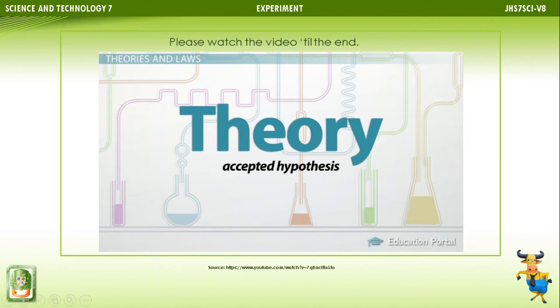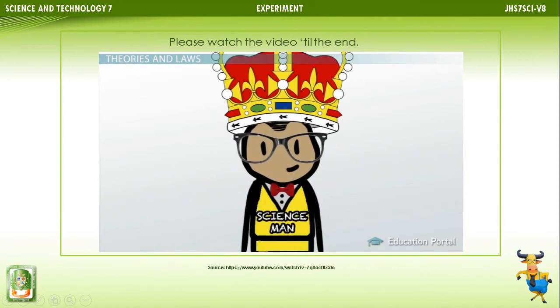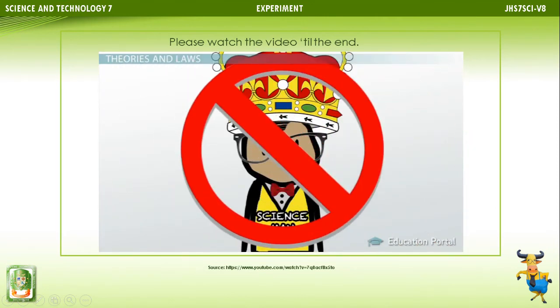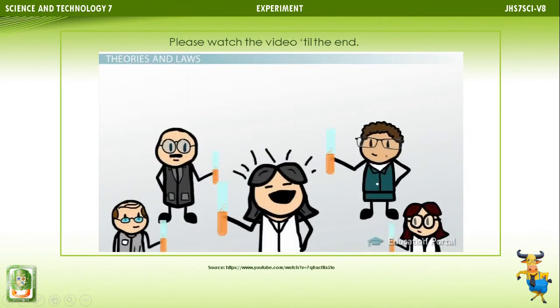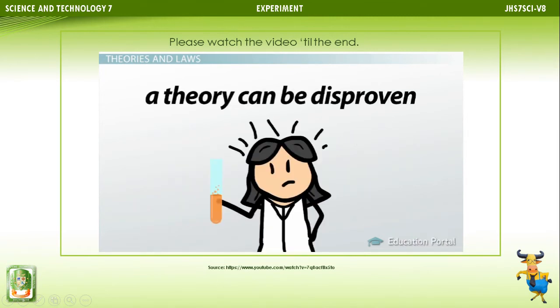When one hypothesis has been tested by many different scientists, and most of them have come to the same basic conclusion, then we can start calling the hypothesis a theory. There isn't any grand master of science who makes the final decree about a theory. It's more like a general consensus. And a theory can still be disproven if further research reveals enough evidence to refute it.